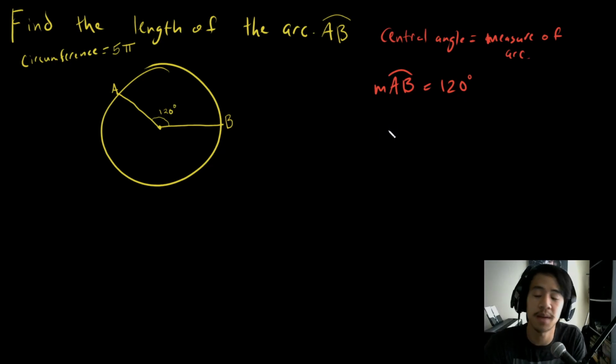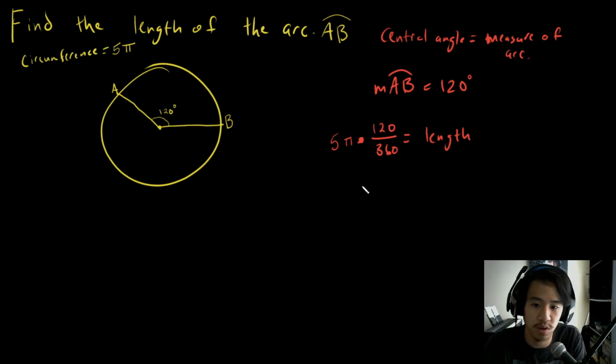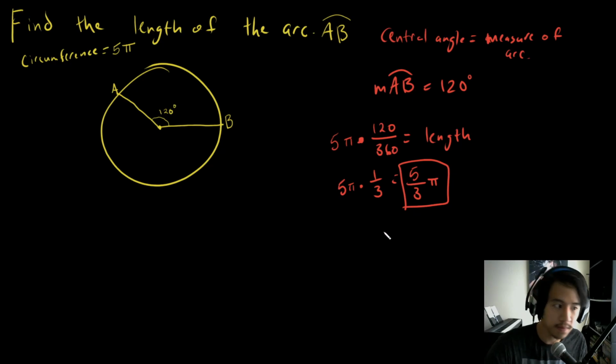So now we can do the same thing that we did last time. The circumference, 5 pi, is multiplied by 120 over 360 is equal to our length. 120 over 360, that reduces real nice to 1/3. So our length is just going to be 5 over 3 pi. And that's our answer. Let's go ahead and move on to another example.